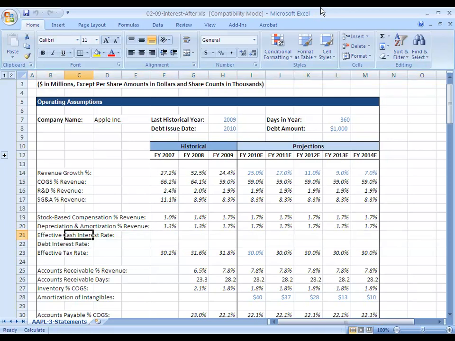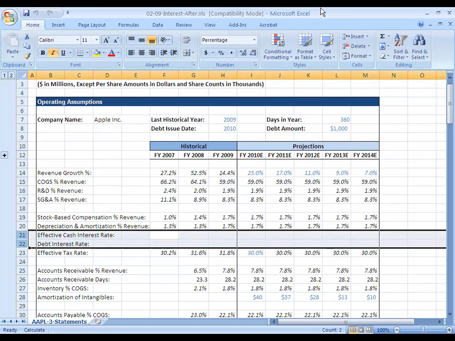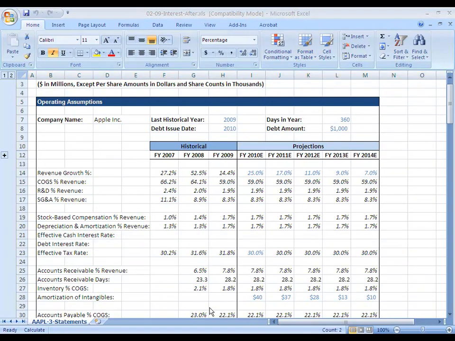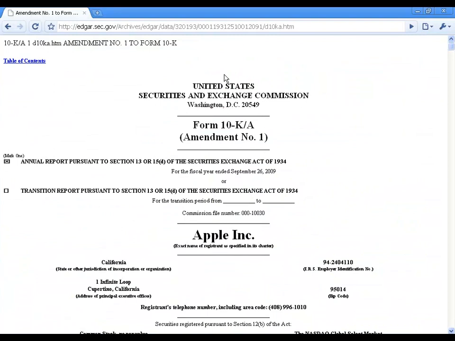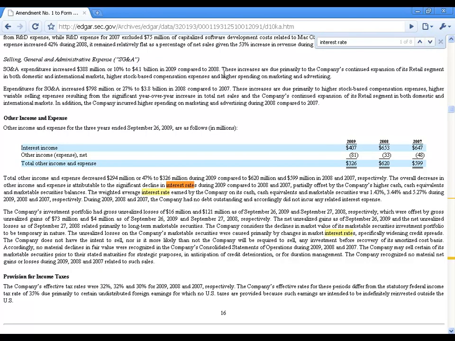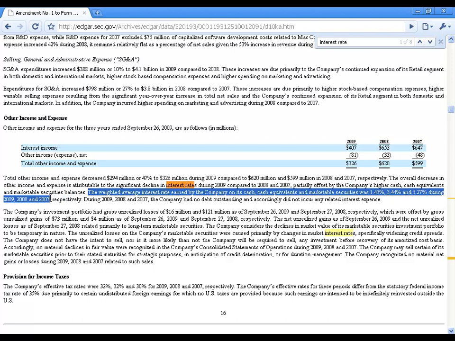So first off, to get these numbers historically, the best place to look is in Apple's own filings. So I'm going to go to their 10K right now, which is linked right below this video. And I'm going to press Control F to do a search for interest rate. And here we see it's actually the first thing we come to right under this heading, Other Income and Expense. I want you to draw your attention to the first paragraph, the second to last line of the first paragraph. The weighted average interest rate earned by the company on its cash, cash equivalents, and marketable securities was 1.43%, 3.44%, and 5.27% during 2009, 2008, and 2007.